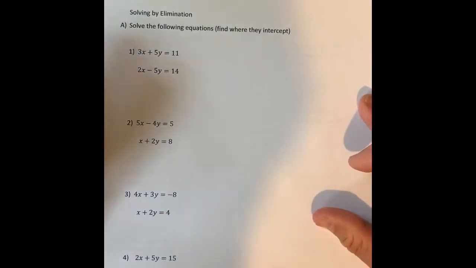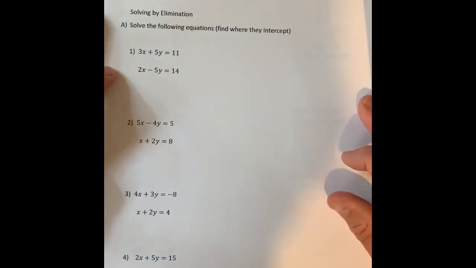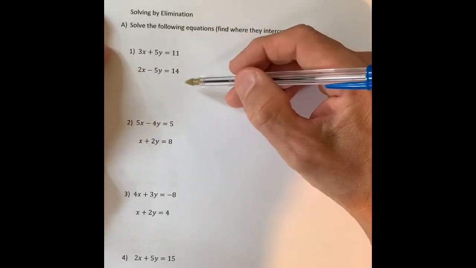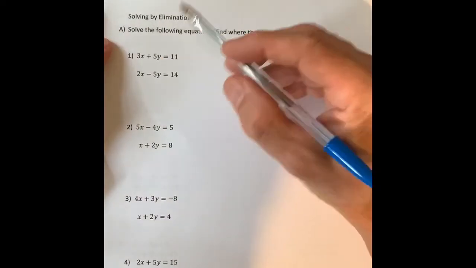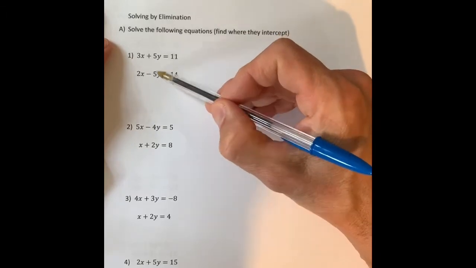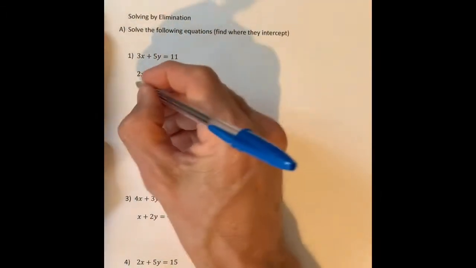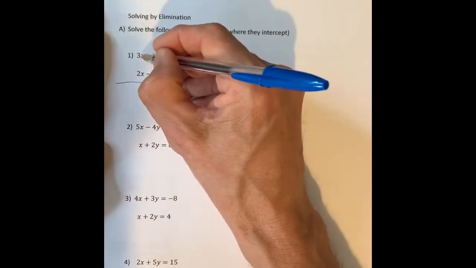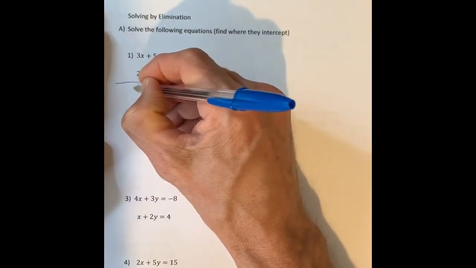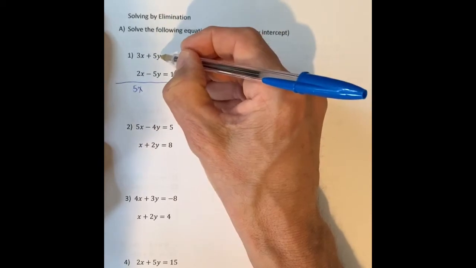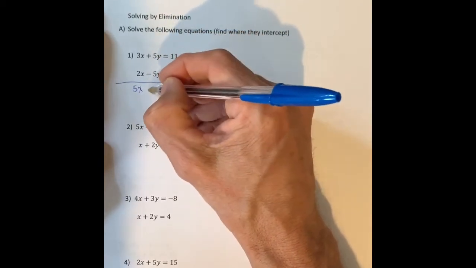So if you look at this first problem, always take a deep breath. It slows us down, gives us this peace of calm. So if you look at the y coefficient, they're both 5. They're already the same value. One of them already is negative. Perfect. So we're going to add them. 3x plus 2x is 5x. 5y minus 5y, 0.